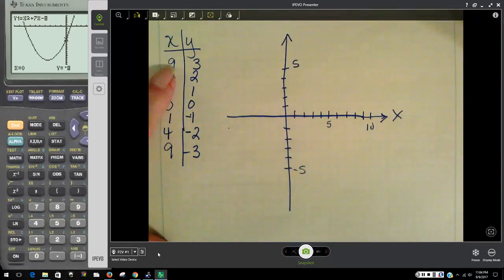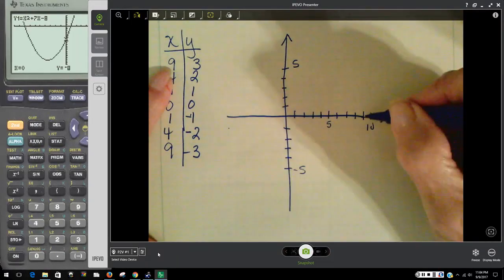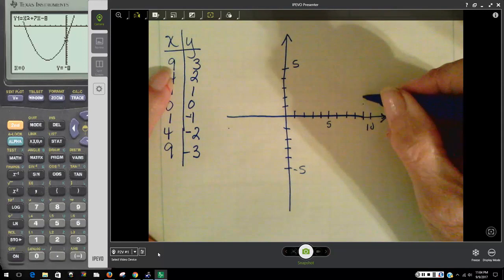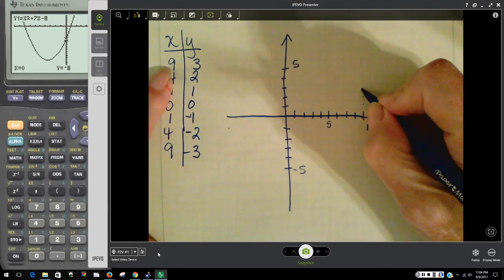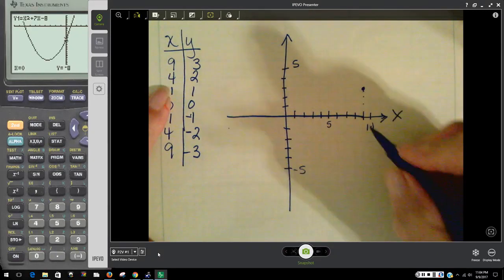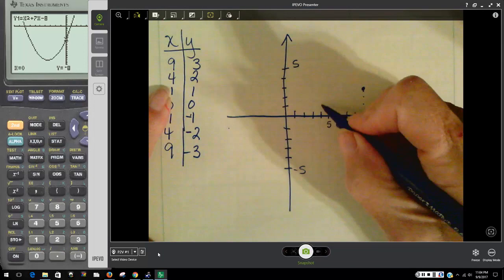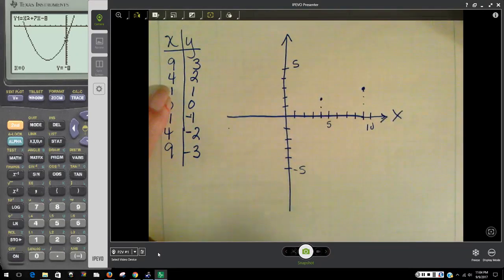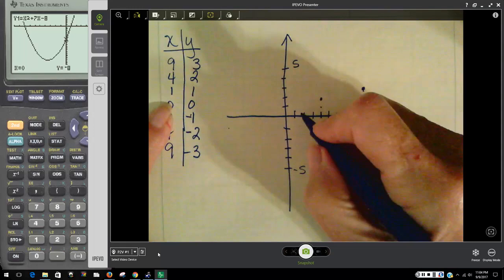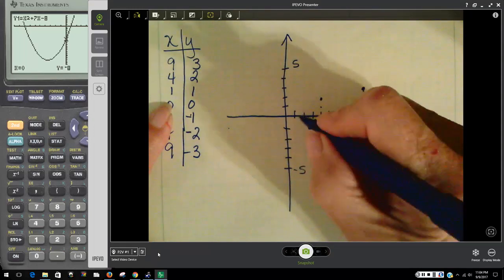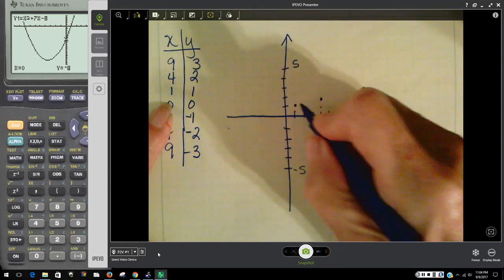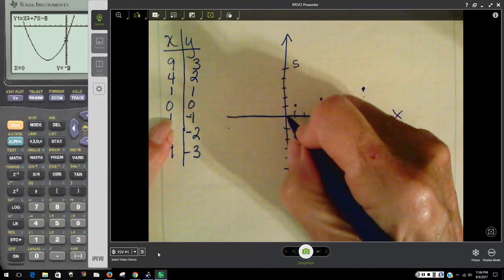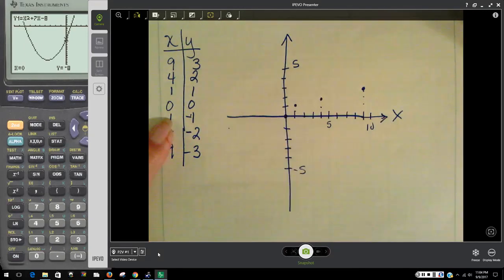So when x is 9, I go up 1, 2, 3. When x is 4, I go up 1, 2. When x is 1, I go up 1. When x is 0, I stay at 0, so I'm at the origin.